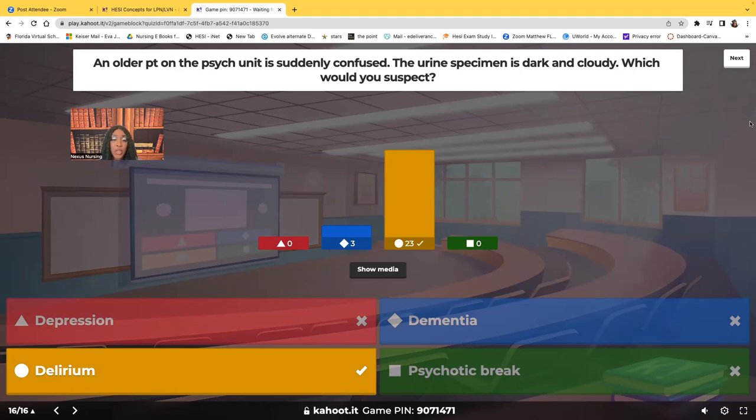Not depression. There's nothing here that says the patient is sad or has anger, irritability, or hostility turned towards self, because that's what depression is, right? So it's not that. And there's nothing that tells us the patient's having a psychotic break. And it can't be dementia, because dementia doesn't come on suddenly. It's slow. It's progressive. As time goes on, it gets worse. There is no resolving the underlying cause. There is no cure for dementia. But when the UTI gets cleared up, the patient's not confused anymore. Okay. So delirium is the correct answer.